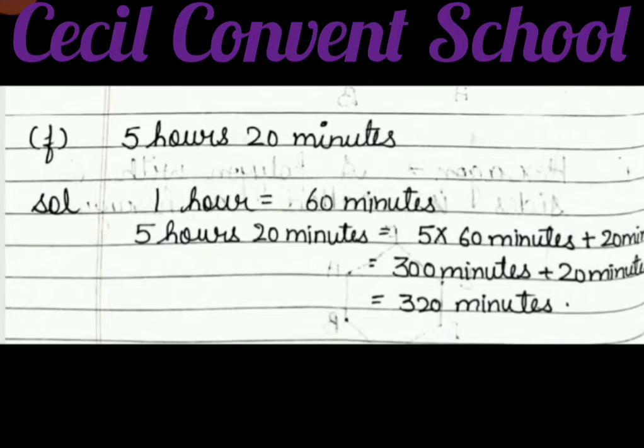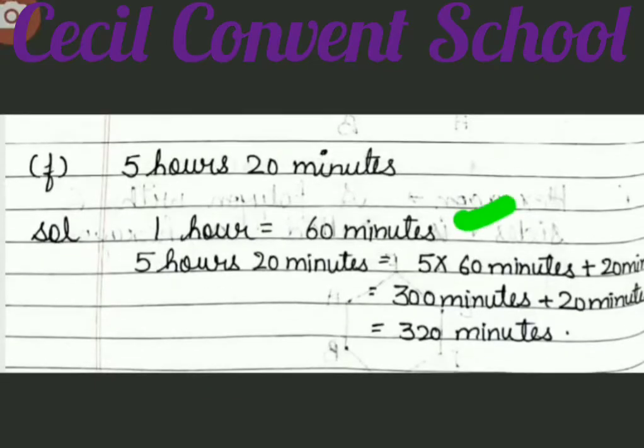5 hours 20 minutes, means you are converting into minutes. So what do you do? 1 hour is equal to 60 minutes. Clear? After that, 5 hours and 20 minutes. What do you do? First of all, you convert 5 hours into minutes. How do you convert? 5 into 60. Clear? Because 1 hour is equal to 60 minutes. So you do 5 into 60 minutes plus 20 minutes.